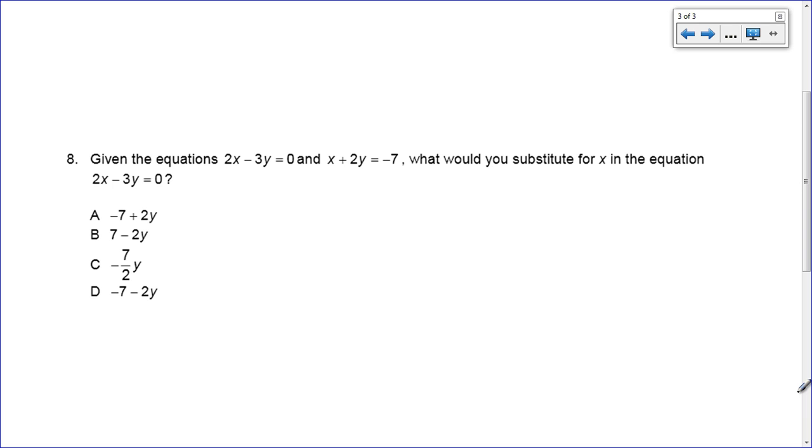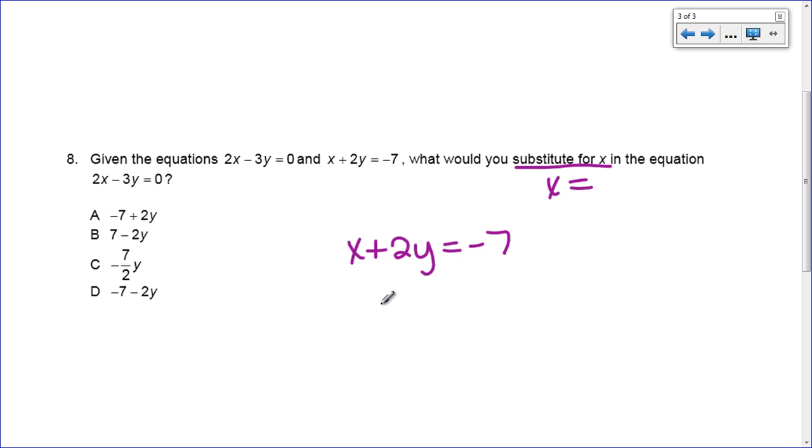Question number 8 says, given the equations 2x minus 3y equals 0 and x plus 2y equals negative 7, what would you substitute for x in the equation 2x minus 3y equals 0? This statement right here, substitute for x, means they want you to have something that says x equals. So they want x to be the variable by itself. And they want you to substitute it into this equation, which means you have to take the other equation, and that's the one where you want to get the x by itself.